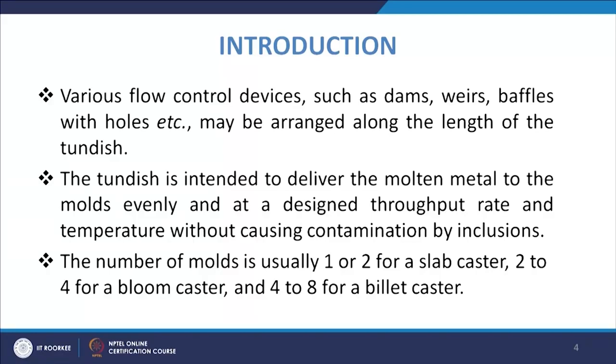The Tundish is intended to deliver the molten metal to the mold evenly and at a designed throughput rate and temperature without causing contamination by inclusions. As we were discussing, this is the prime role of the Tundish: it should deliver the liquid metal to the molds evenly. The metal should go equally from all the outlets of the Tundish into the molds, because all the molds are synchronized and will be oscillating accordingly. The dimensions are normally equal for all of them, though you can have variation if required, but otherwise they are all of equal dimensions.